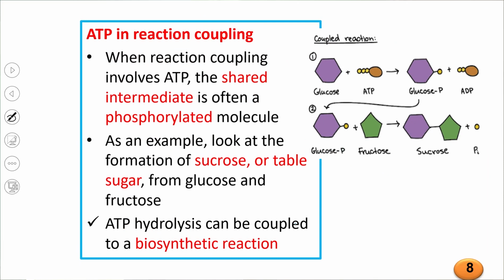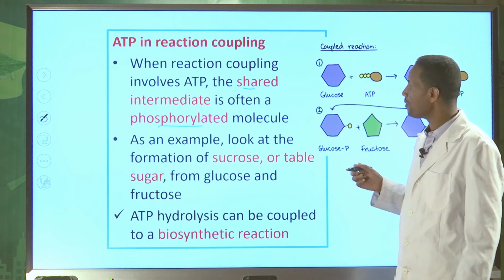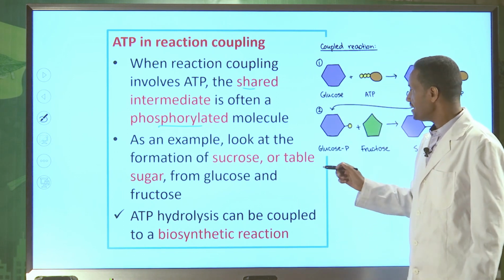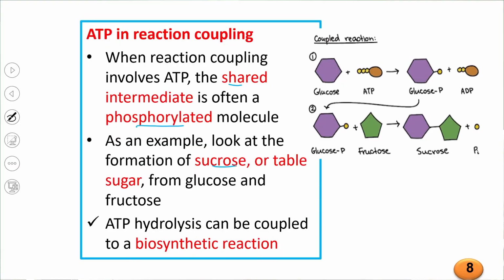Here, ATP in reaction coupling. Now, if you see the ATP reaction coupling, when reaction coupling involves ATP, the shared intermediate is often the phosphorylated one, because phosphate from the ATP can be attached to another compound, and the form is a phosphorylated molecule. As an example, look at the formation of sucrose, or table sugar, from glucose and fructose.